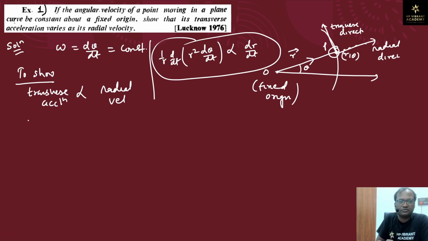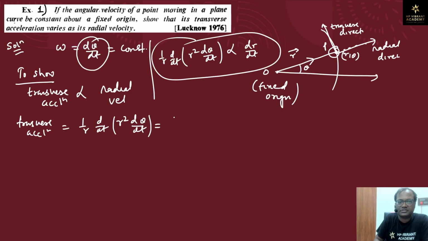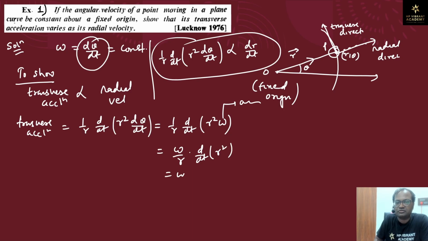So let us show this. We have transverse acceleration as 1 by r d upon dt of r square d theta upon dt. Now d theta upon dt is constant, so let us place it as omega: 1 upon r into d upon dt of r square into omega. This is omega, the angular velocity. Omega is constant, so we can take it out. This is omega upon r into d upon dt of r square. This is equal to omega upon r into 2r into dr upon dt.